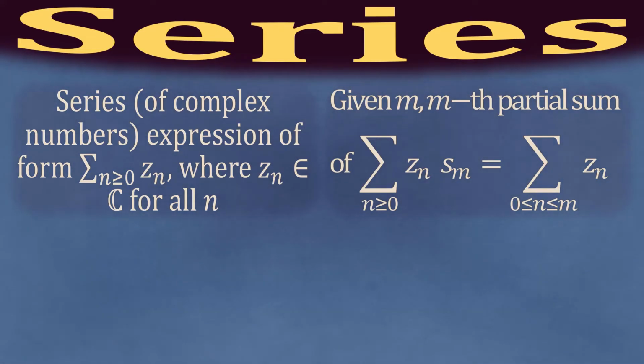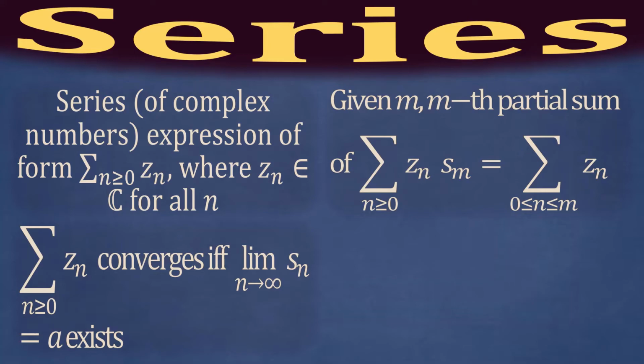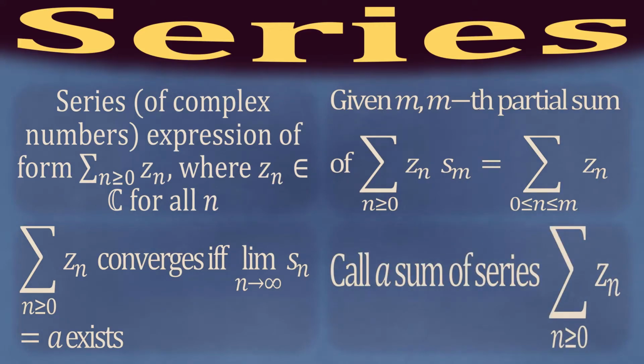We say that the sum over all n greater than or equal to 0 of Zn converges if and only if the limit as n tends to infinity of Sn exists. In that case, we call this limit A the sum of the series, the sum over all n of Zn.